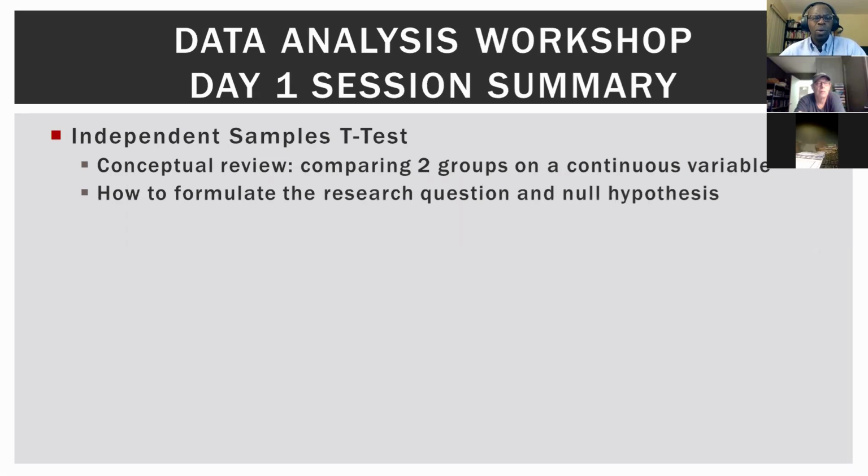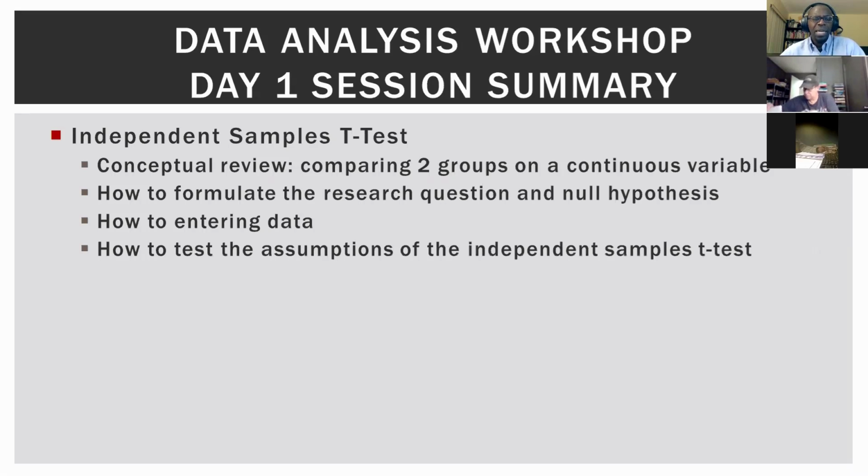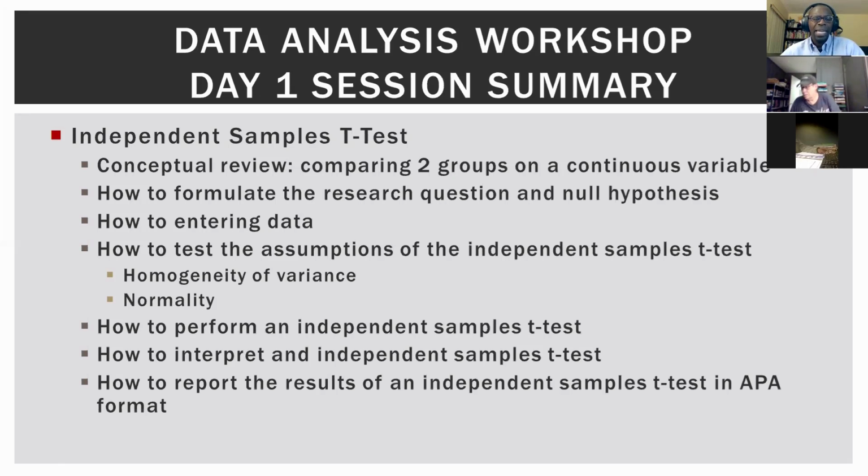We're going to go into how to formulate the research questions and null hypotheses. We're going to go into how to enter data for this particular test, how to test the assumptions of the independent samples t-test, including homogeneity of variance and normality. We're also going to review how to perform the independent samples t-test, how to interpret it, and how to report the results of an independent samples t-test in APA format, okay?